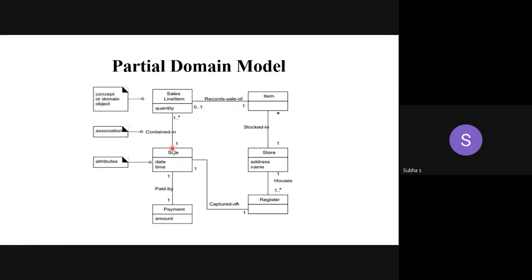This is the association. This is the attribute part. Like that, you can also add one more. This part, you can mention it what? Multiplicity. Or this one as the multiplicity. Like that, you can mention. This is the exact representation of a partial domain model.